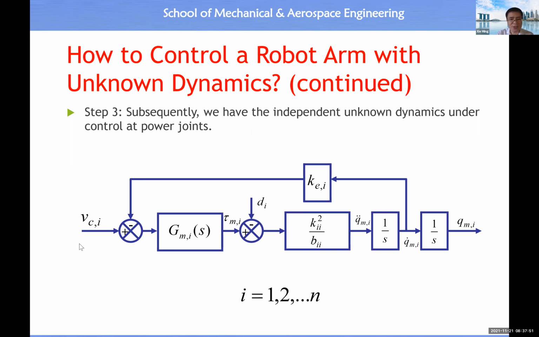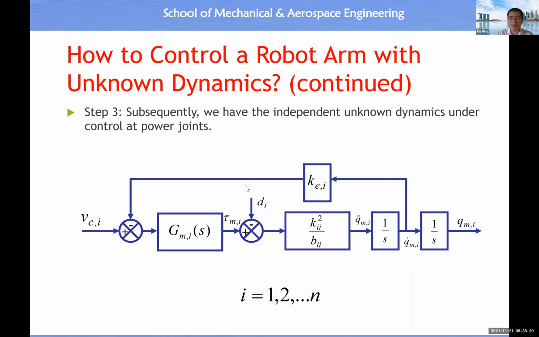So here you see the input is the control signal at the power joint side. Then the output is the motion parameter from the power joint. Upstream of this signal flow, because this is 1/s, the integrator, you should be able to see velocity. Upstream of this transfer function, because this is 1/s, you should be able to see acceleration. So therefore you have position, velocity, acceleration.